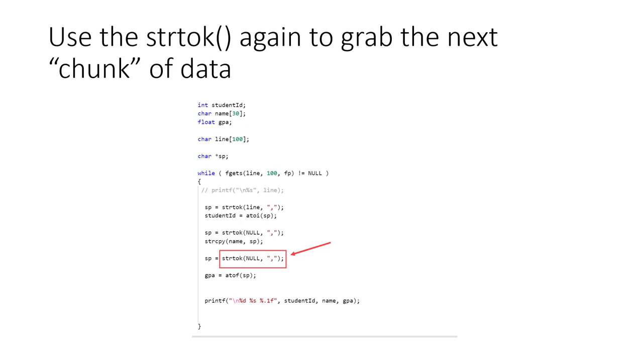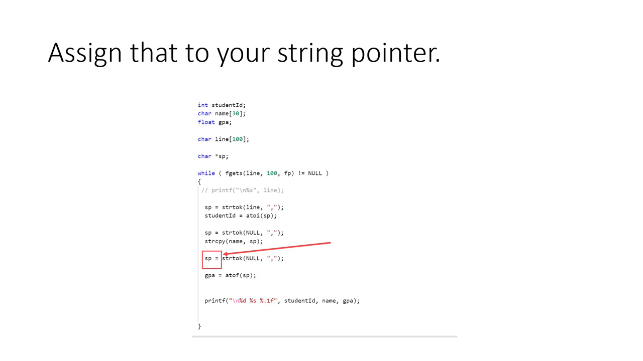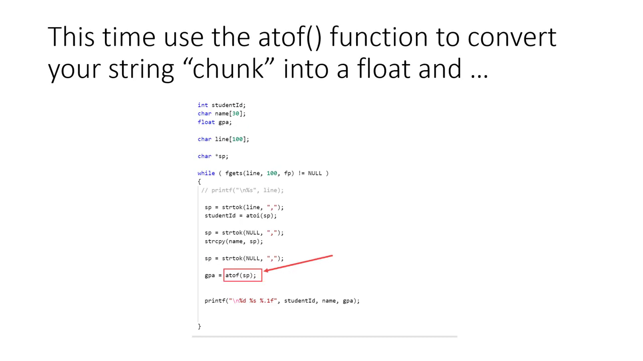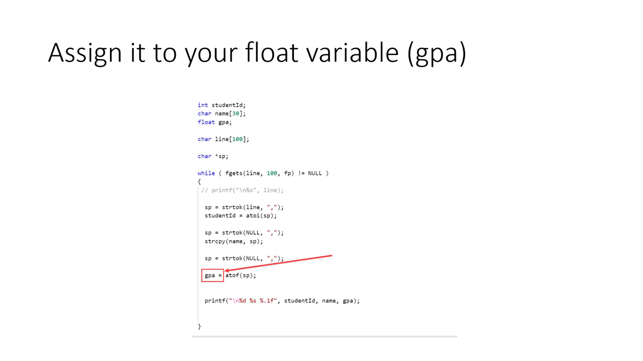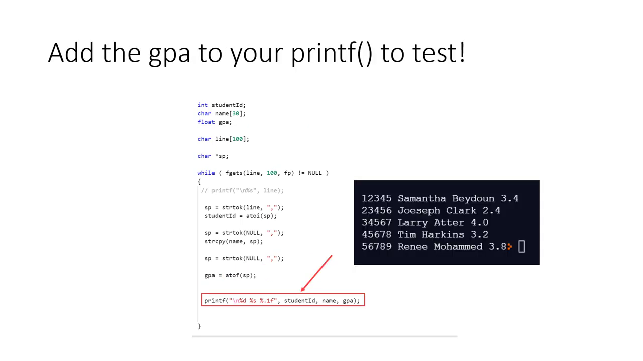So we're going to go ahead and do that, and assign it to our string pointer again. Now remember, this is GPA. So this time we're not going to use A to I. We're going to use A to F, F for a float. So it's going to convert the string 3.2 into a float 3.2, which we can then, you guessed it, assign to our GPA. And then, of course, I always print it. I want to make sure I can see it. If I can see it in those variables, then I can do anything that I would like to do.